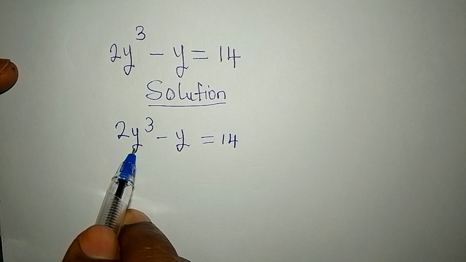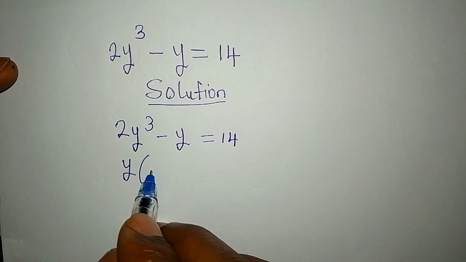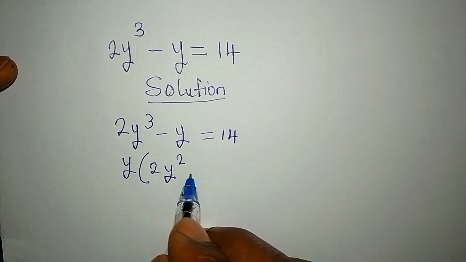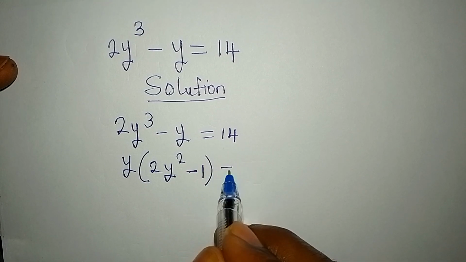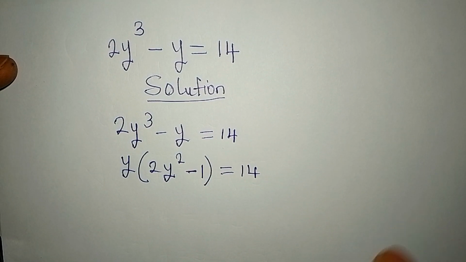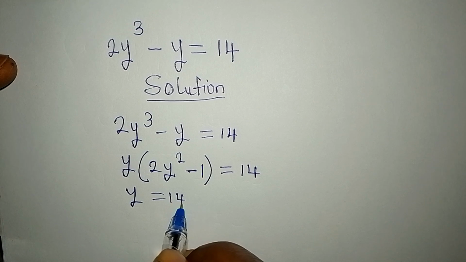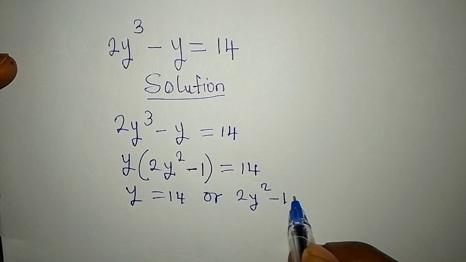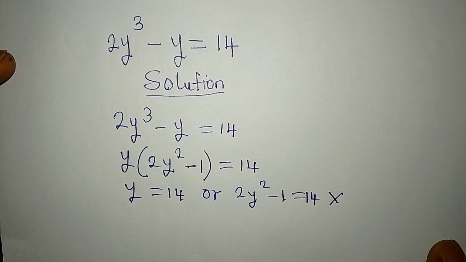They will say, okay, y is here and it's over there, so factorize. Then here you have 2y to the power of 2, right? Then minus, y is already out, they will have 1 here and equates to 14. Now, the fact that you factorized is okay, but if you begin to say that your y is equal to 14 or 2y squared minus 1 is equal to 14, then you will be very wrong, okay?